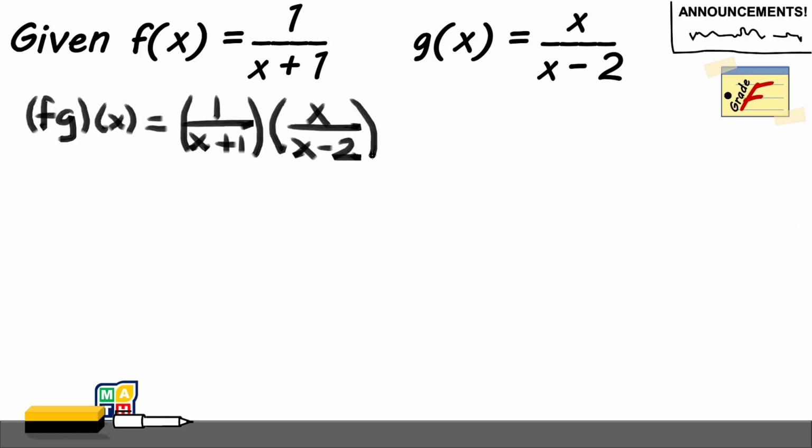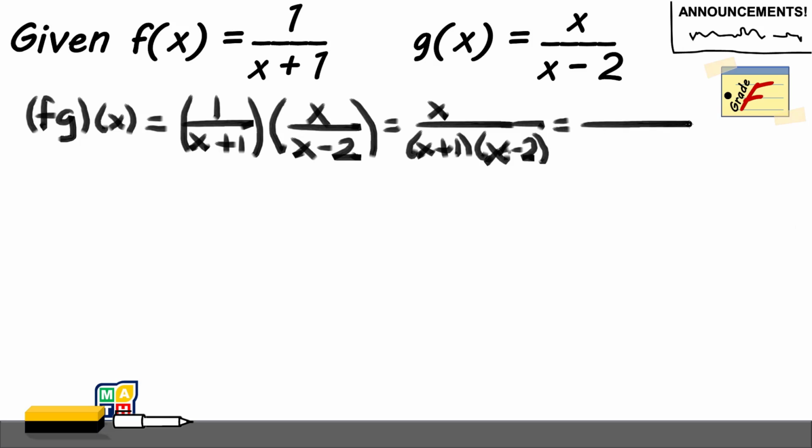Now, when you multiply rational expressions, it follows the concept of multiplying fractions, in which we multiply the numerators and the denominators separately. So for your numerator, x times 1 is x. And for your denominator, you'll have the expressions x plus 1 times x minus 2. Now, since our denominator is a pair of binomials, you can still simplify that further.